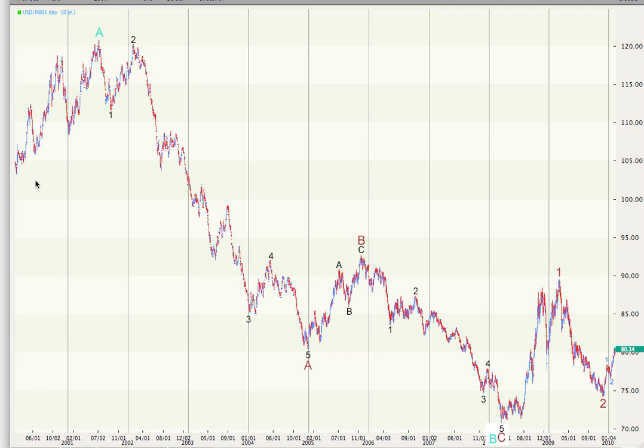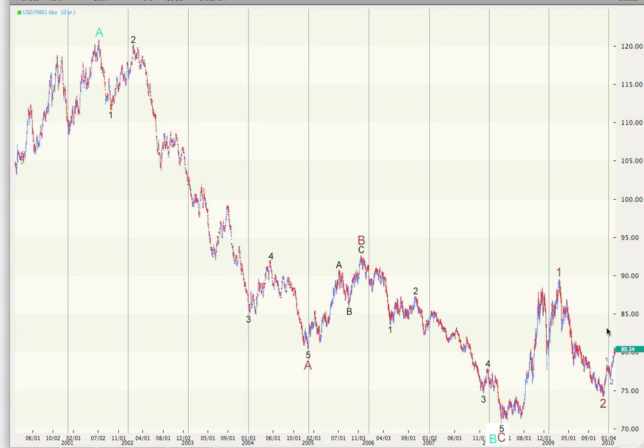Because this is an expanded flat correction, where B reaches below the start of A, we can expect a long, strong 5 waves up for C to follow, which should reach comfortably beyond the high point of A. So we can expect in the next few years strong dollar rises to reach well above 122.